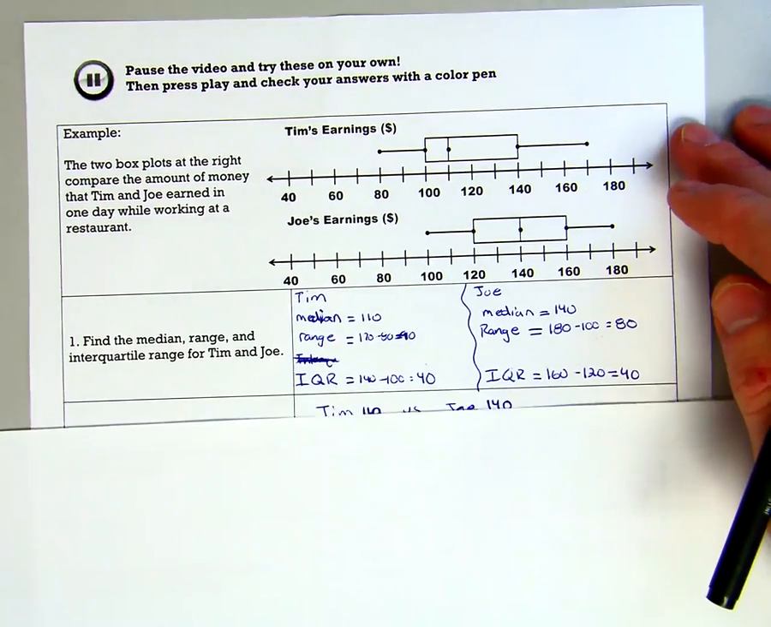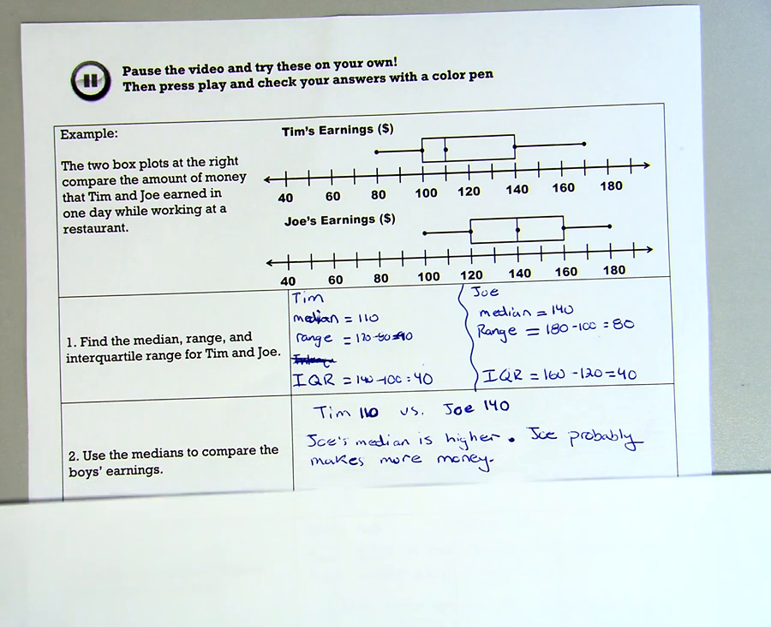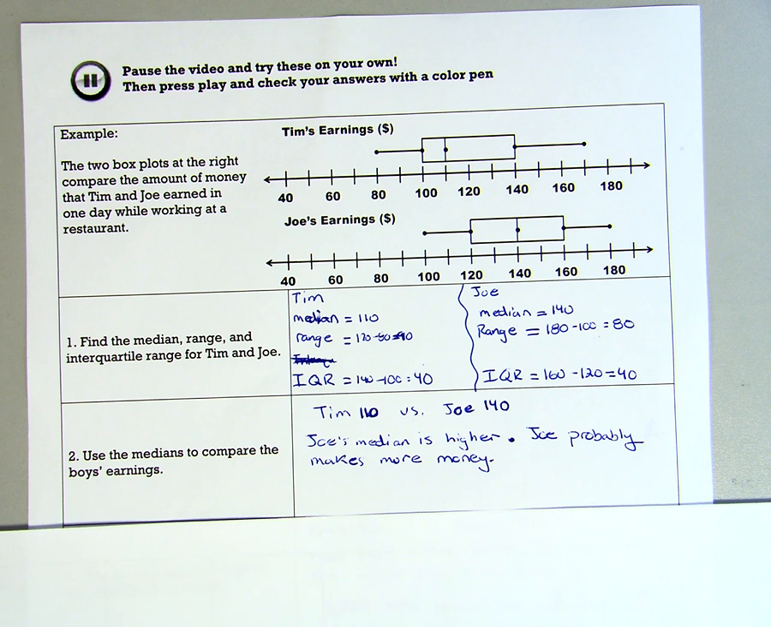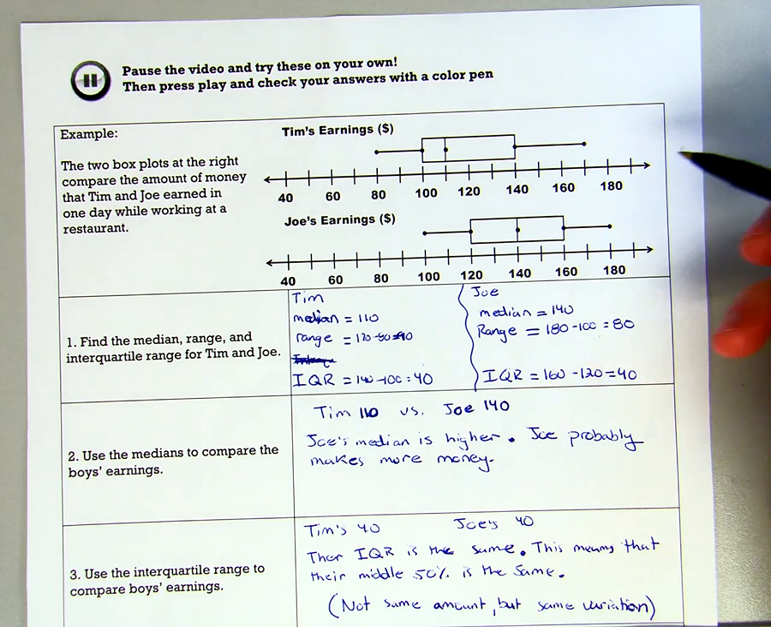So we have our graph here. The first question talks about the median, range, and the interquartile range. Those are the values that you should have gotten. The second one is using the median to compare them. We see that Joe's median is higher, so we know that Joe probably makes more money. Then we have our interquartile ranges. We actually found that they're the same. This means that the middle 50% is the same. Remember, it's not the same amount though, but it's the same variation.